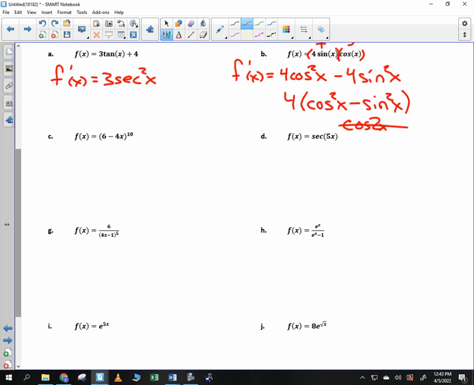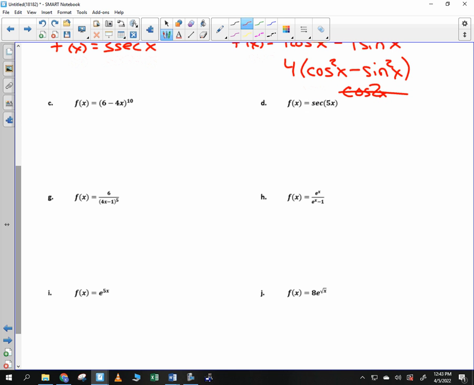How do I do letter C? Chain rule. Yeah, what's the derivative of the inside?